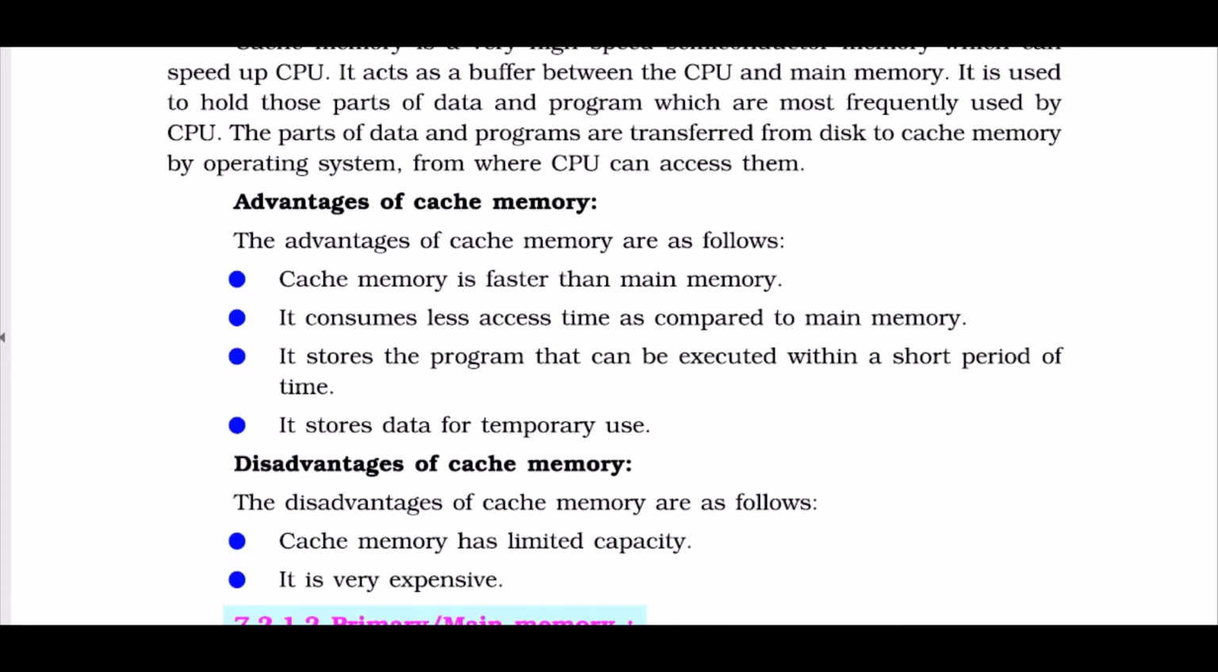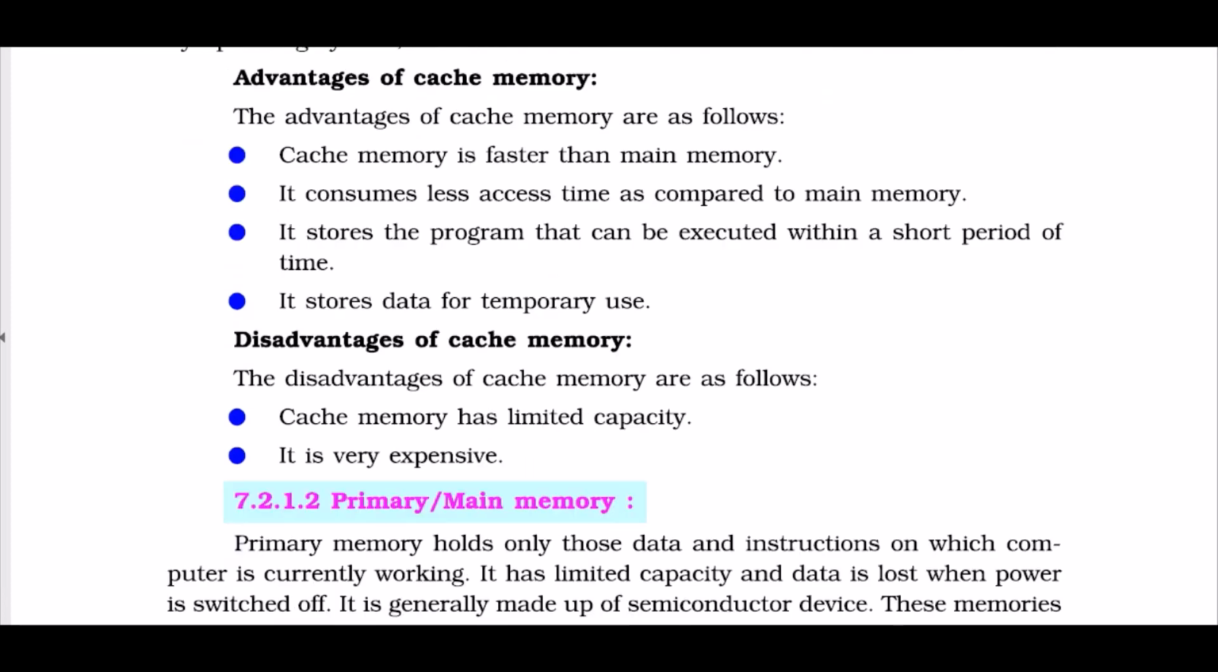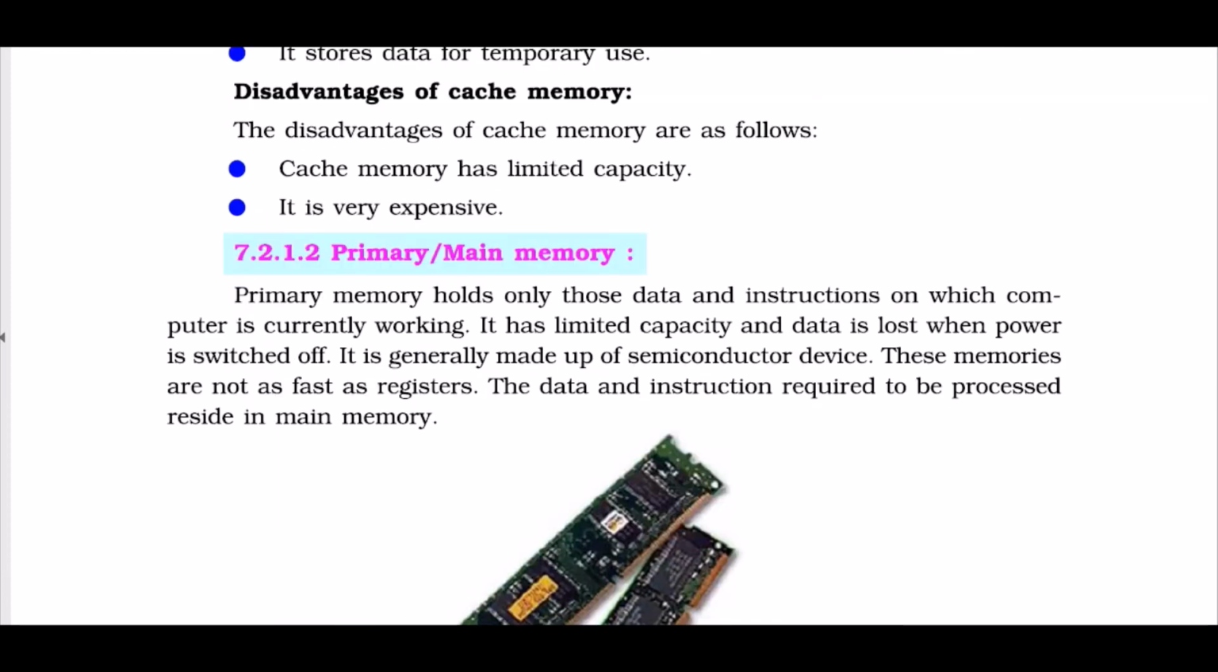Disadvantages: cache memory has a very limited capacity and it is very expensive, as it is inbuilt in the chip system. That is why the hardware is expensive. That is the only reason it has limited capacity.